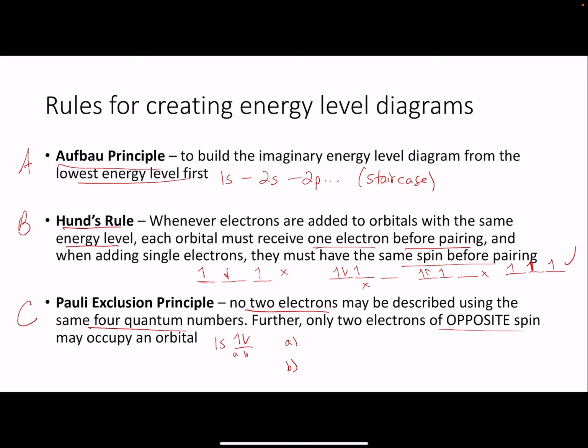Electron A is in the first energy level, the s orbital, so its L value is 0. That makes the ML value 0. And it's pointing up, so it has a positive 1/2 spin, which means clockwise. Now, no 2 electrons can have the same sets of numbers.